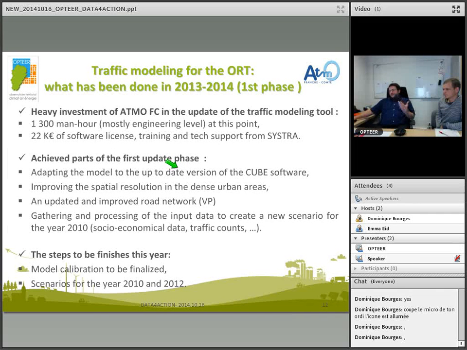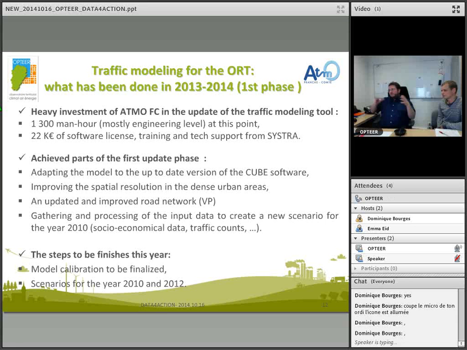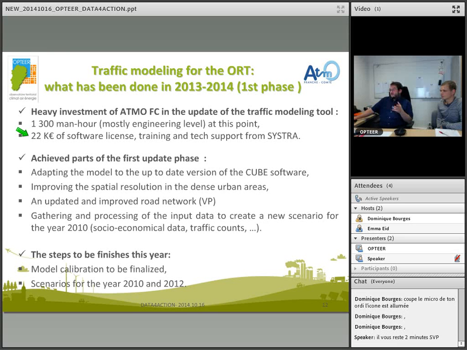But just for the parts that have already been done, so that you can understand the kind of work it implies. We've been partially rebuilding the model, but only a part we rebuilt. We've been upgrading it so it fits all the new softwares, etc. And we're talking about an investment of 1,300 man hours, mostly at engineering level. And we're talking about 22,000 euros over the last 2 years of software licenses, training, and tech support. And with that, we achieved, of course, what I told you about adapting the model to a newer version, improving the spatial resolution, having an updated and improved road network, gathering and processing all the input data. And we are about to finish the calibration and the scenarios for the year 2000 and 2012.